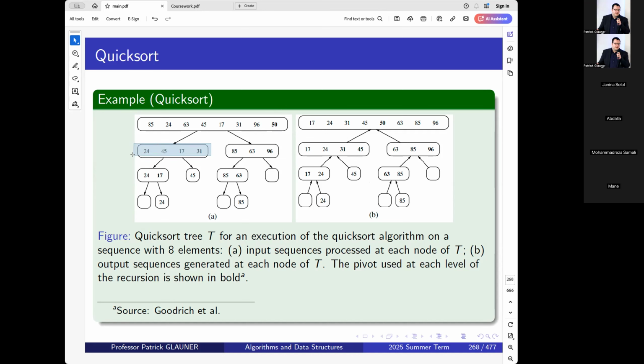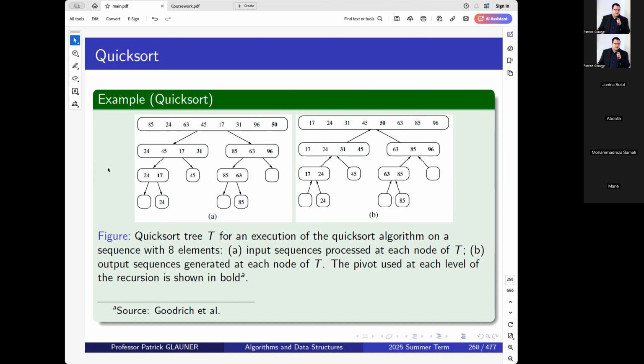So the left sublist would be the elements 24, 45, 17, 31. They are smaller than the pivot. And the other elements are greater than the pivot. So 85, 63, 96. We're not sorting here, we're just going linearly through and saying there's an element, that element is smaller or greater than the pivot, and we create these two lists.